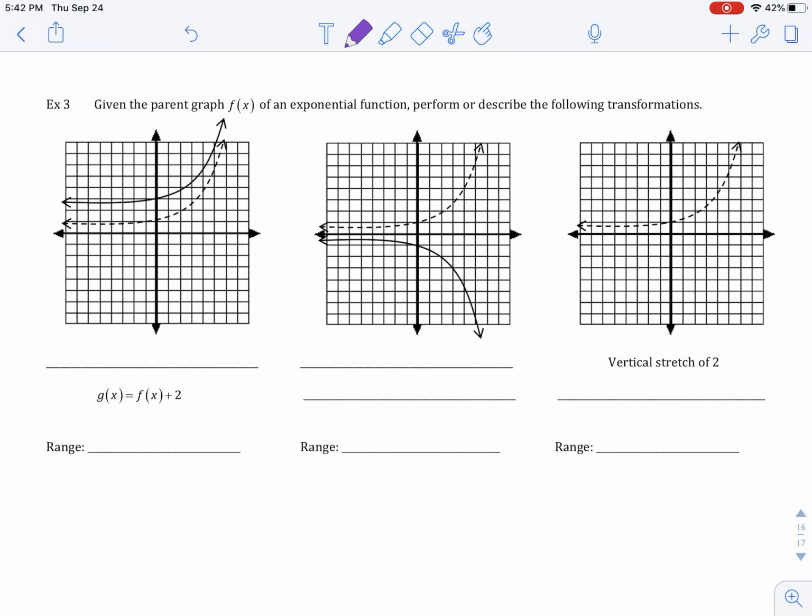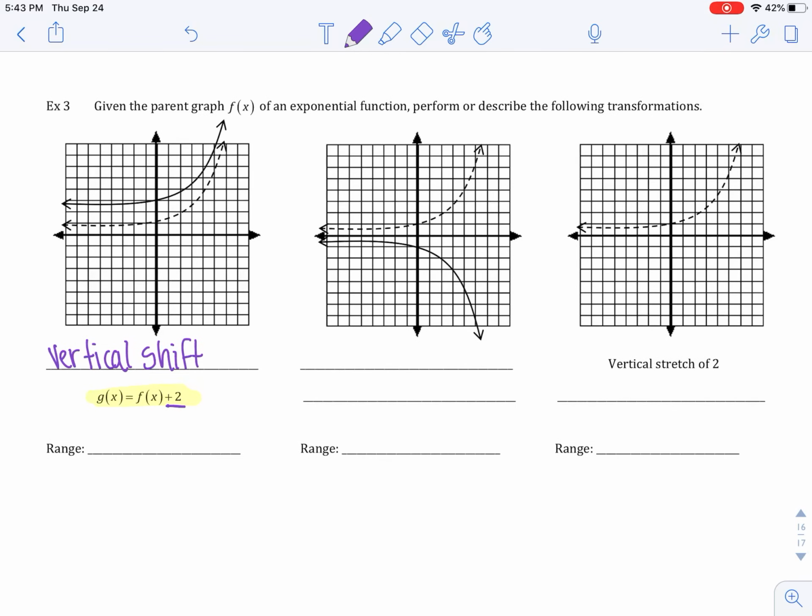This is nice. So the dashed ones are going to be our parent functions, and then the solid ones are going to be after the transformations, and we have to figure out what happened. So at this one, we have 2 ways. We can look at the graph, or I can just look at the actual equation. If I look at that, changing that to words, I notice that there's a +2 at the end. So that means that's a vertical shift.